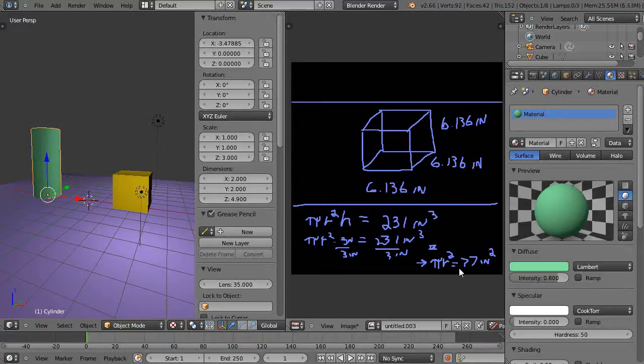So now we need to find out what this r term is, but we still need to divide out pi. So let's take our pi r squared term and divide it by pi. So we're going to get rid of the pi on this side, and that's going to be equal to 77 square inches. We have to divide this side because you have to do the same to both sides of the equation.